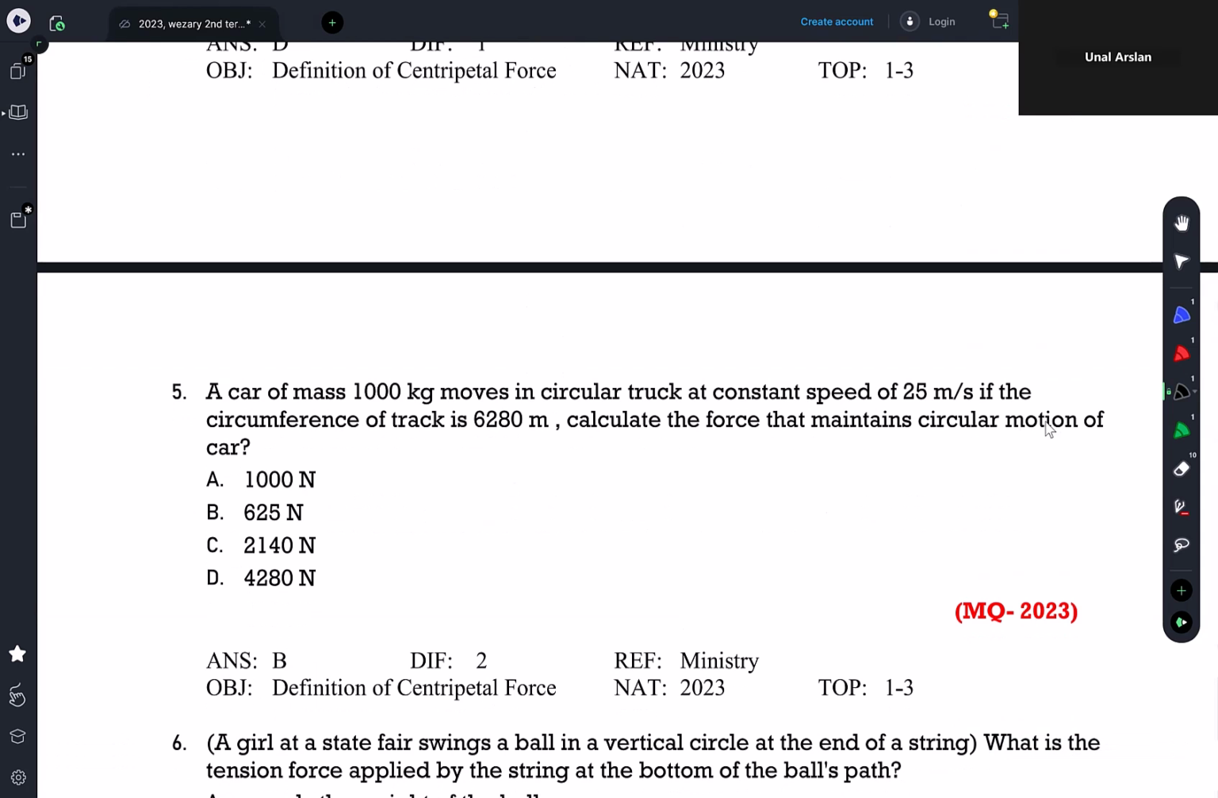A car of mass 1,000 kilograms moves in a circular track at the constant speed Vt. If the circumference of the track is given to you, calculate the force that maintains circular motion of the car. To calculate this Fc, we need to use the m v squared over r equation. So r must be calculated from the circumference. Circumference is 2 pi r. So r is going to be circumference divided by 2 pi.